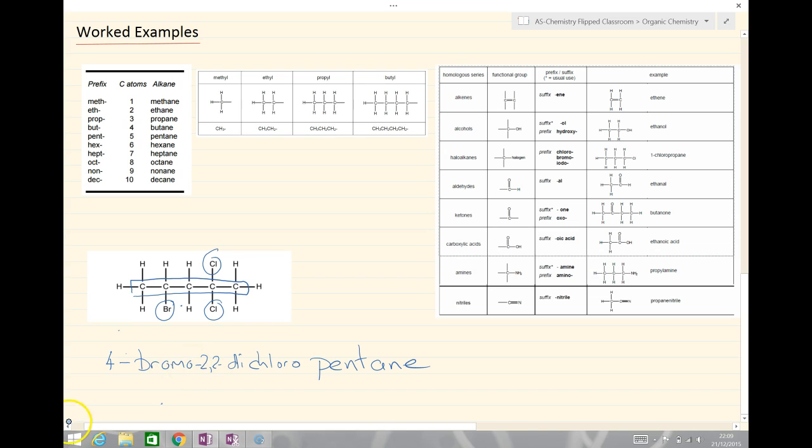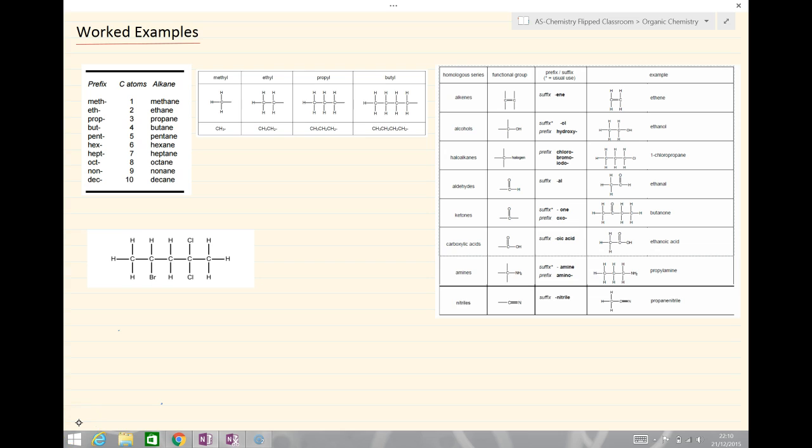So what we haven't done there is described it as a skeletal formula. So now we just go 1, 2, 3, 4, 5. 1, 2, 3, 4, 5. On the fourth carbon we have bromo, and we have the 2 chlorines on the second. So there's our skeletal formula. We don't draw the hydrogens.